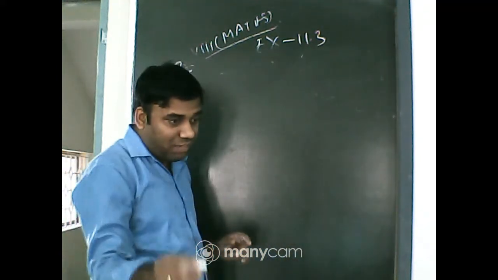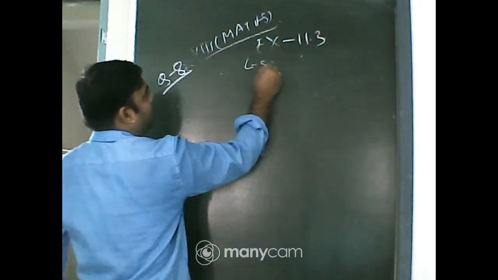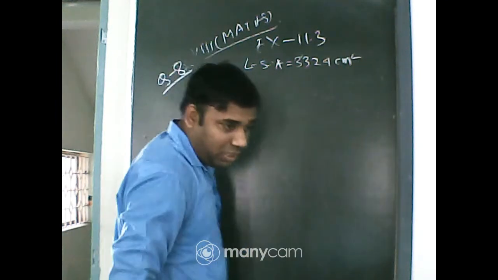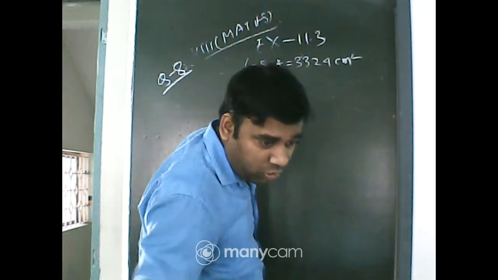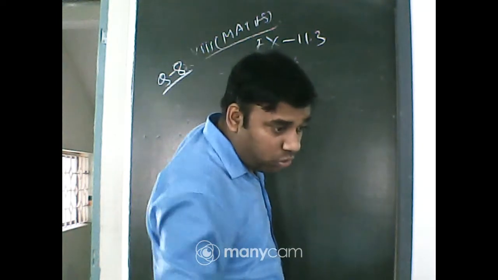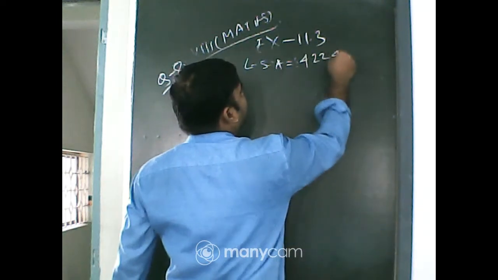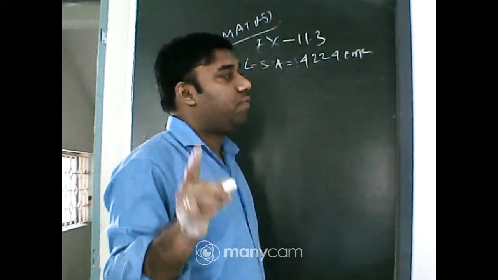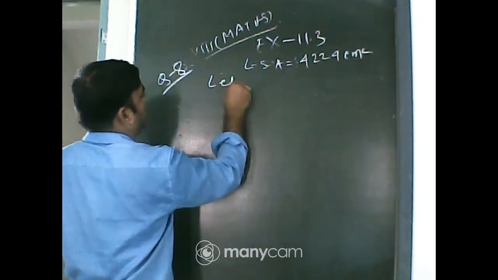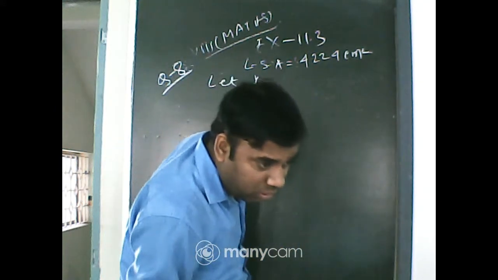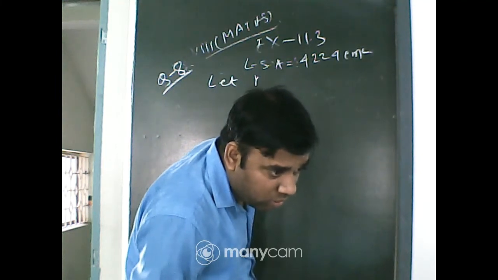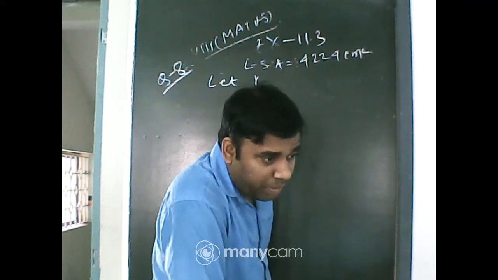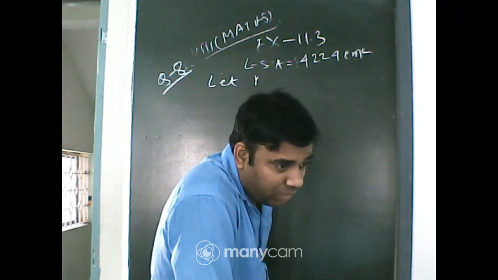First of all, lateral surface area, that is LSA. Lateral surface area given is 4224 centimeter square. Now to find the lateral surface area, first we need to find the radius, which is not given. I am taking the breadth of the rectangular sheet and the circumference of the rectangular sheet.